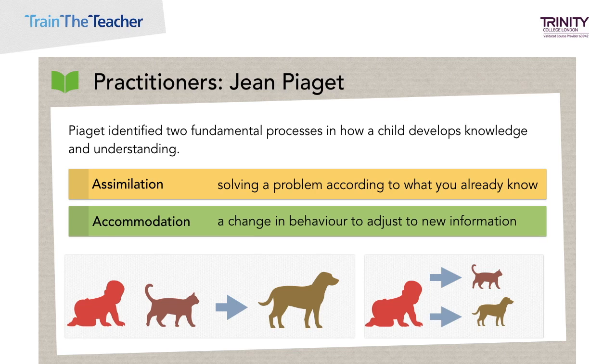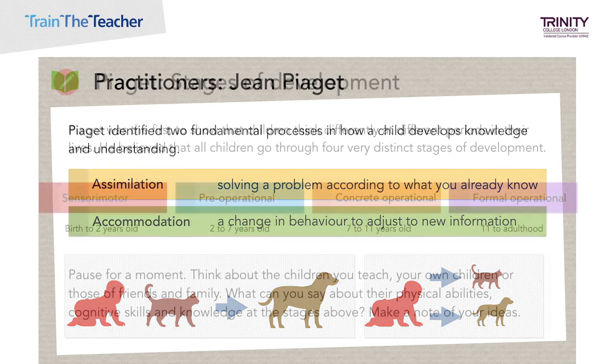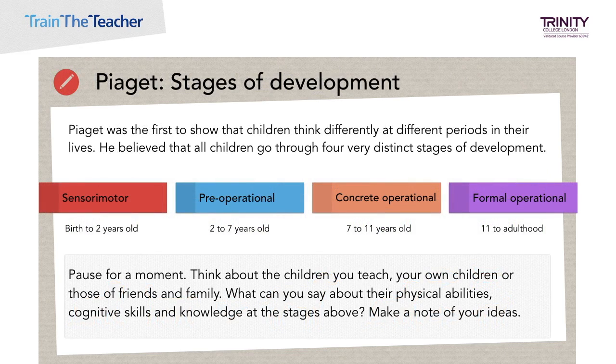Those two terms are important. They represent how we can identify the different stages at which our own learners are in terms of their own language development process, as well as their physical development. Stages of development. Piaget was the first to show that children think differently at different periods in their lives. He believed that all children go through 4 very distinct stages of development. We're going to investigate those stages in a little detail now.